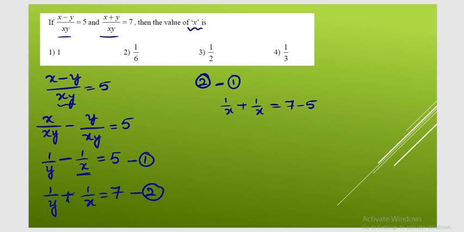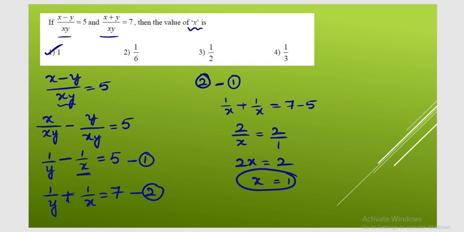So what have I done here? I have done subtraction, 2 minus 1, so equation 2 minus equation 1. This gives me 2 by x is equal to 2 by 1. Then on cross multiplication, 2x is equal to 2. So from this, x is equal to 1. So the value of x is 1.